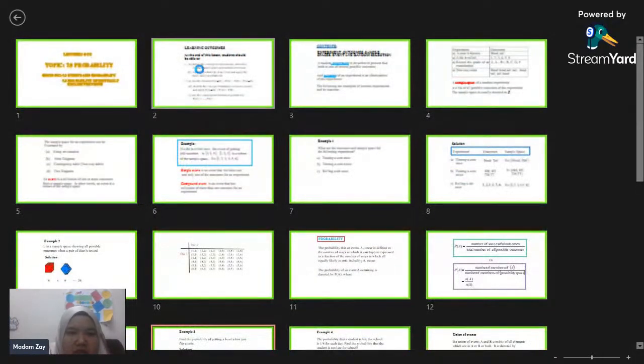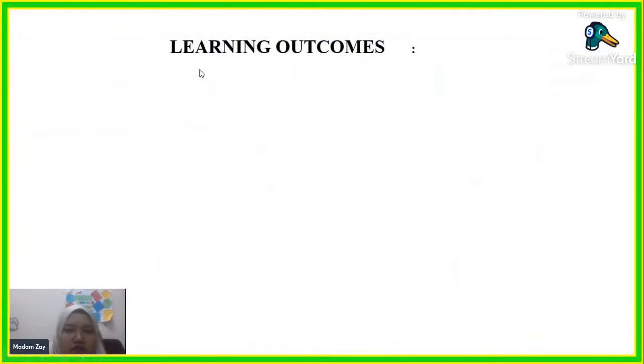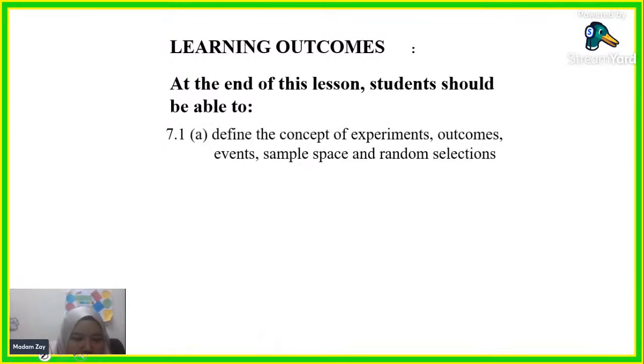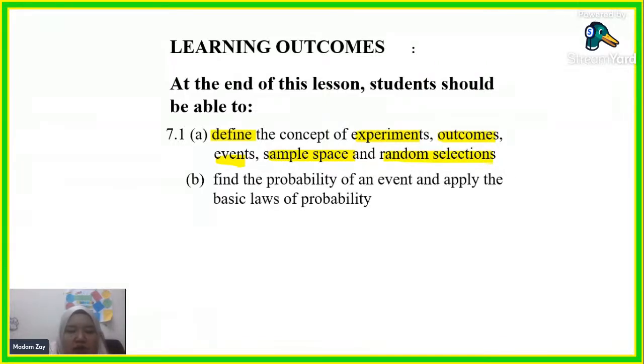Okay, so the learning outcome of this lecture, at the end of the lesson, students should be able to, the first one, define the concept of experiments, outcomes, events, sample space, and random selection. And then for 7.1b, find the probability of an event and apply the basic laws of probability.